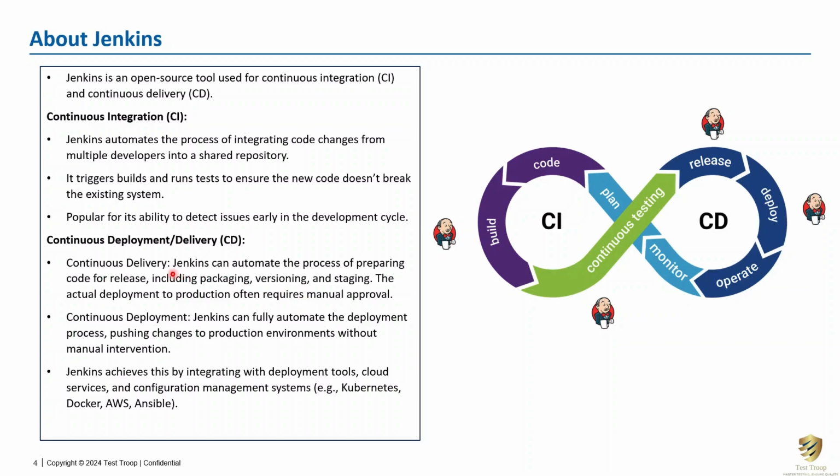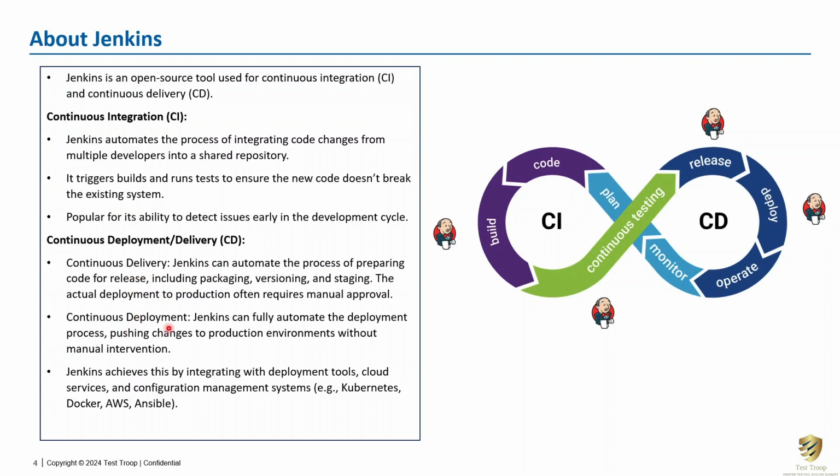As part of continuous delivery, Jenkins can automate the process of preparing the code for release. This includes packaging your application, including the source binaries, the application configurations, and the dependencies, versioning the application, and deploying the applications into non-production environments like test and staging. The actual deployment to production often requires manual approval in the case of continuous delivery.